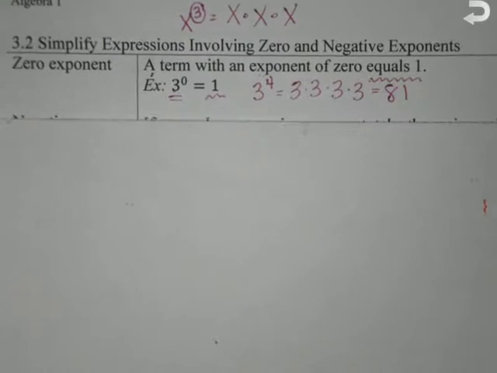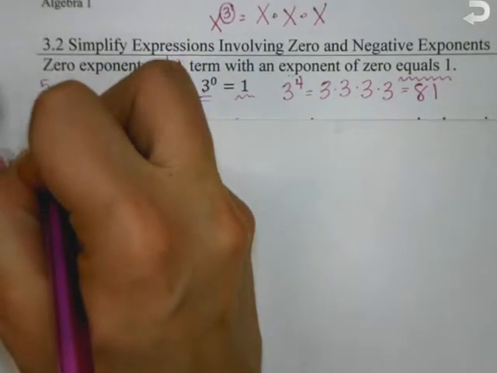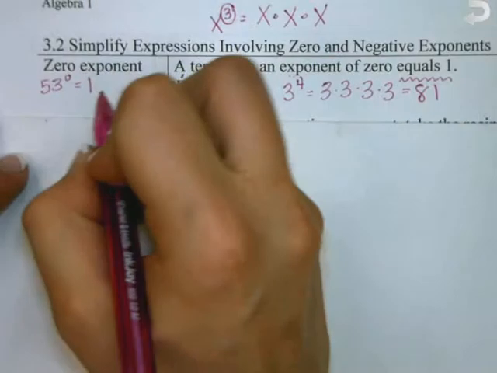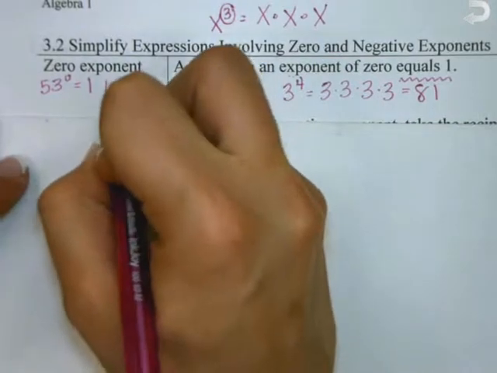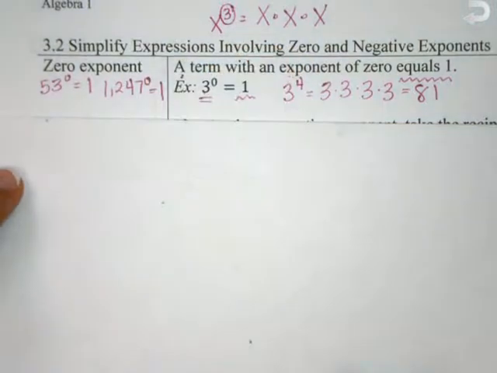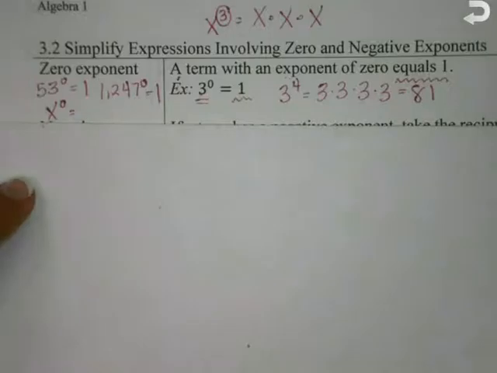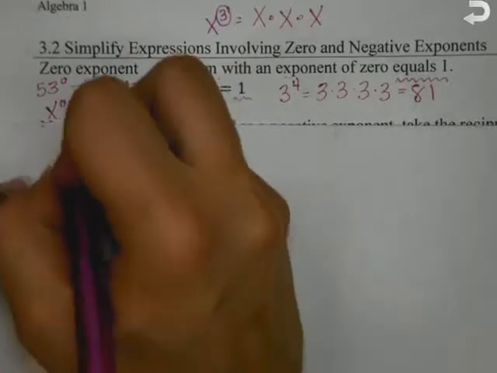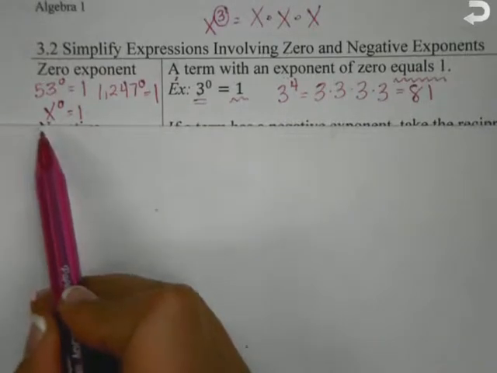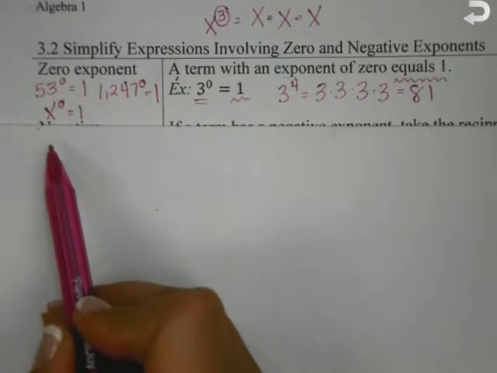So what would 53 to the 0 power equal? 1. What about 1,247 to the 0? 1. What about x to the 0? 1. Because x is a number, right? We can plug in any number for x that we want, so the answer will still be 1. Trick question.